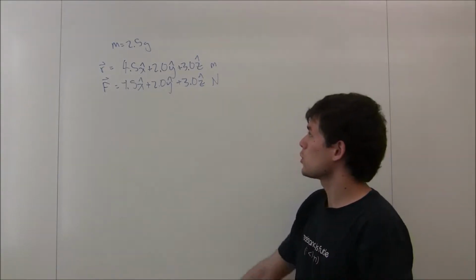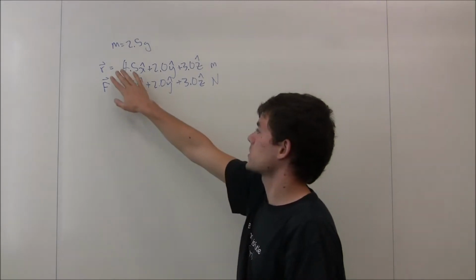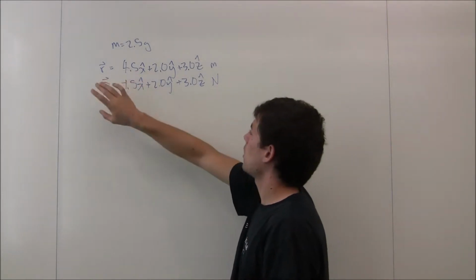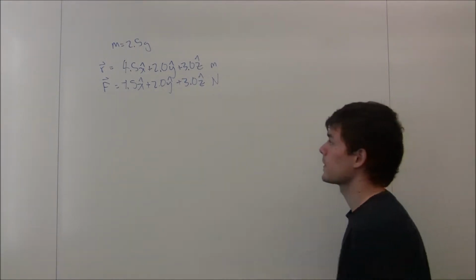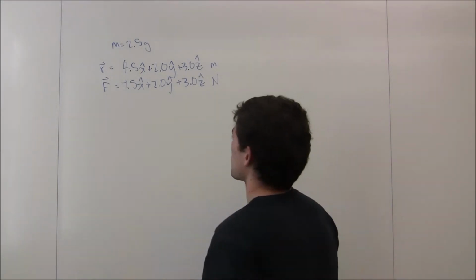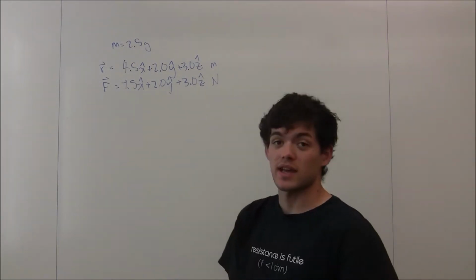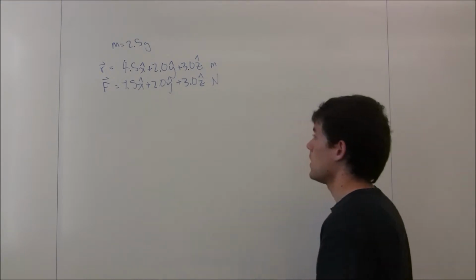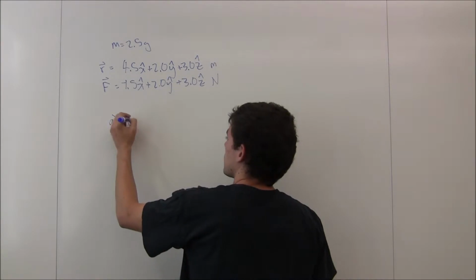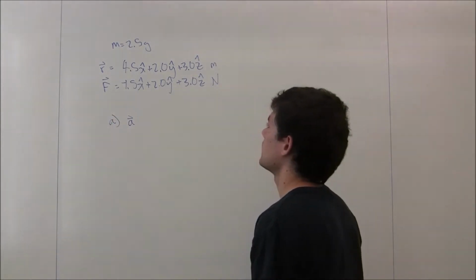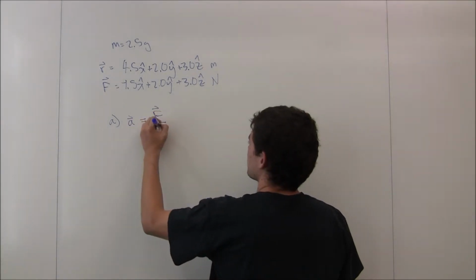So in this problem, we're told that a particle of mass m equals 2.5 grams is initially at rest at a position r equals 4.5 x hat plus 2.0 y hat plus 3.0 z hat meters, and it is acted upon by a force F equals negative 1.5 x hat plus 2.0 y hat plus 3.0 z hat newtons. Now we're first asked in part A what the vector a, the acceleration of the particle, is going to be, and of course that's just going to be the vector F divided by m.